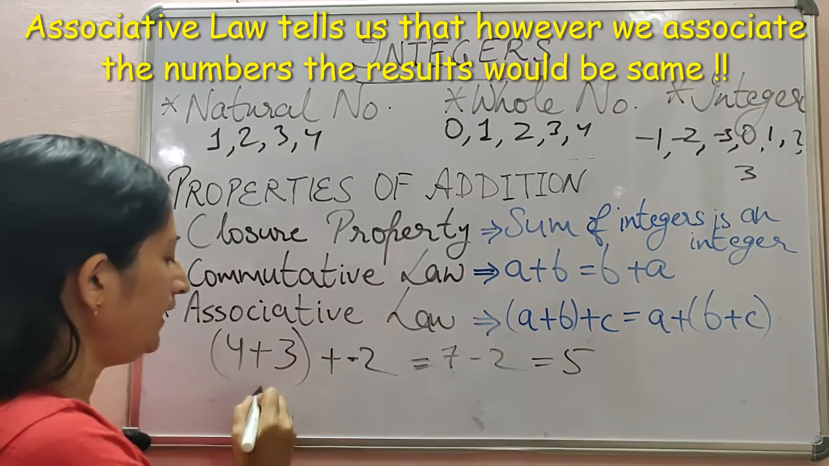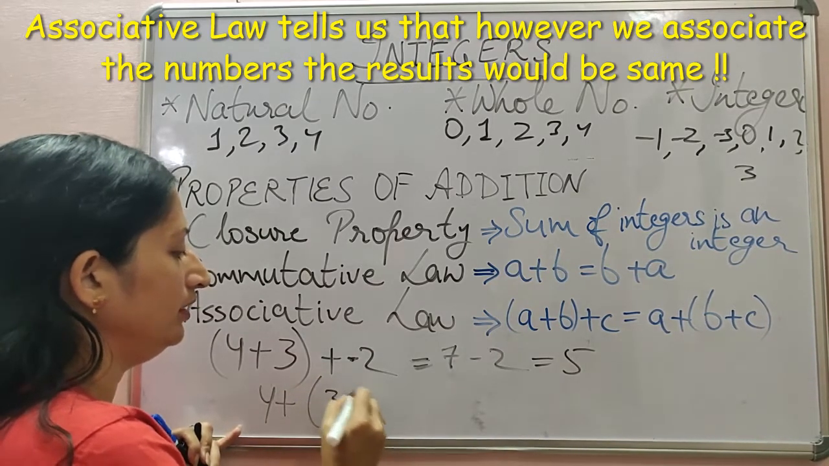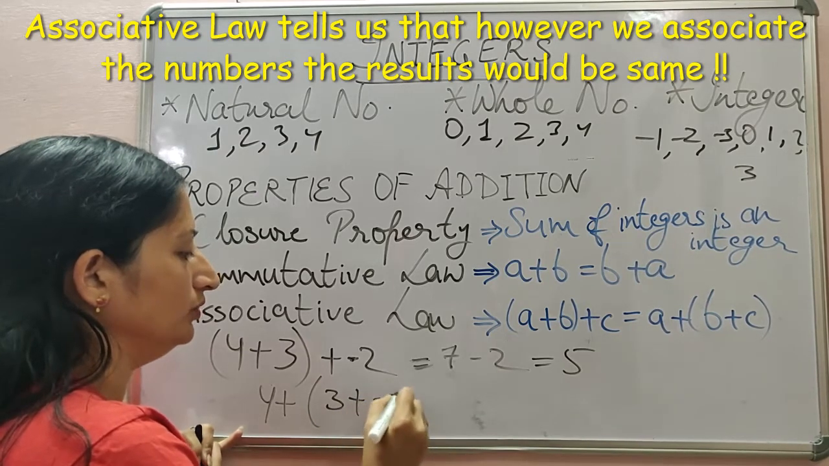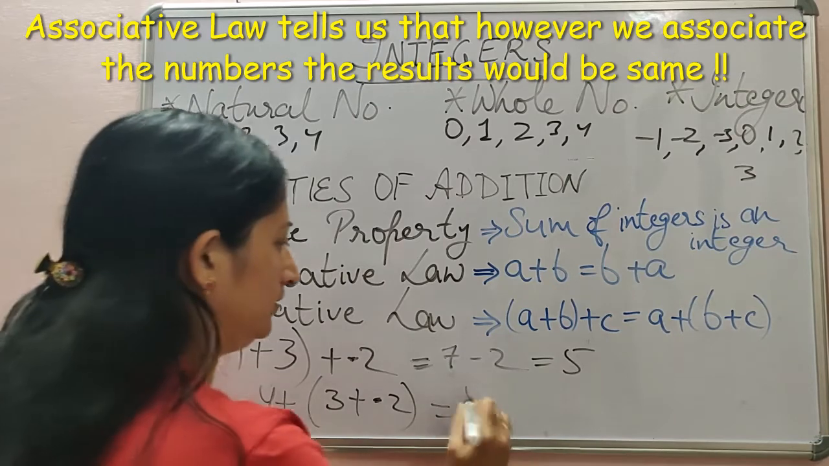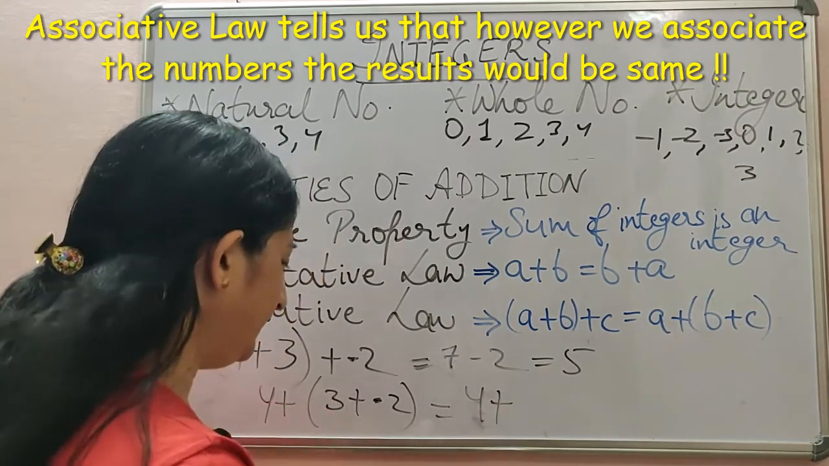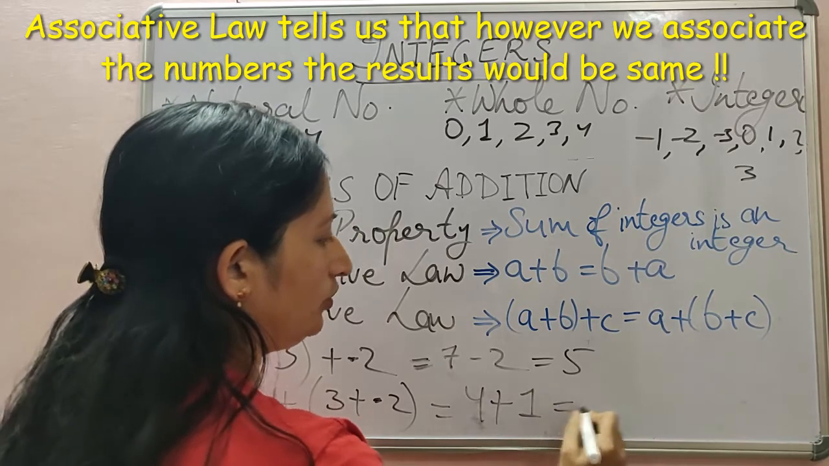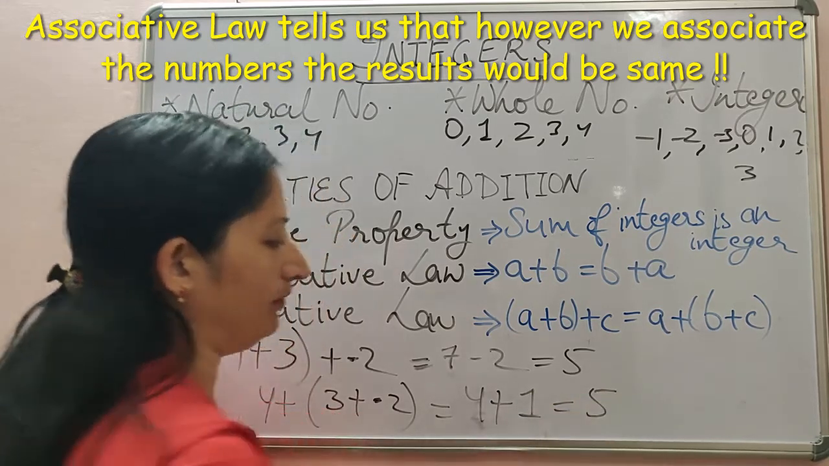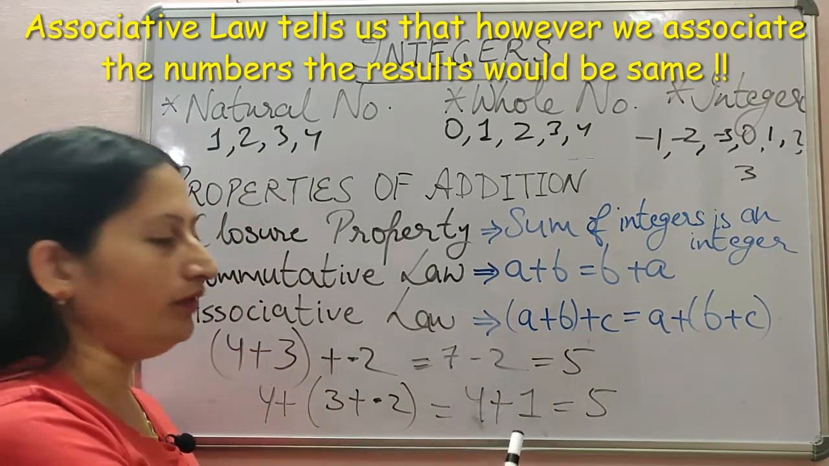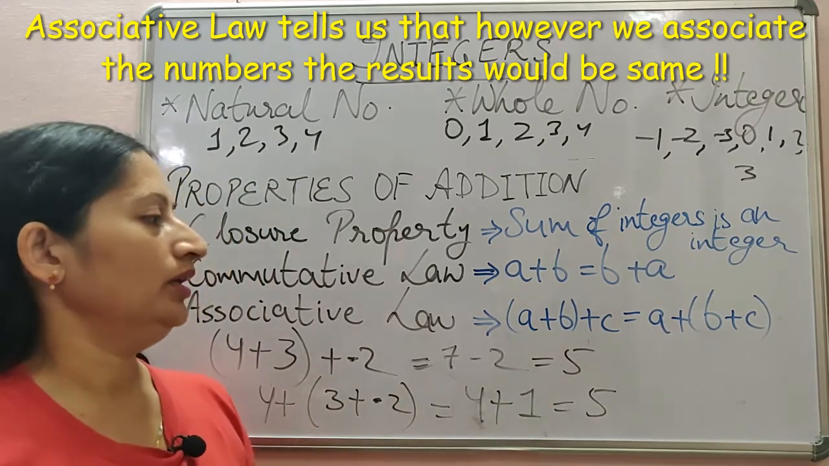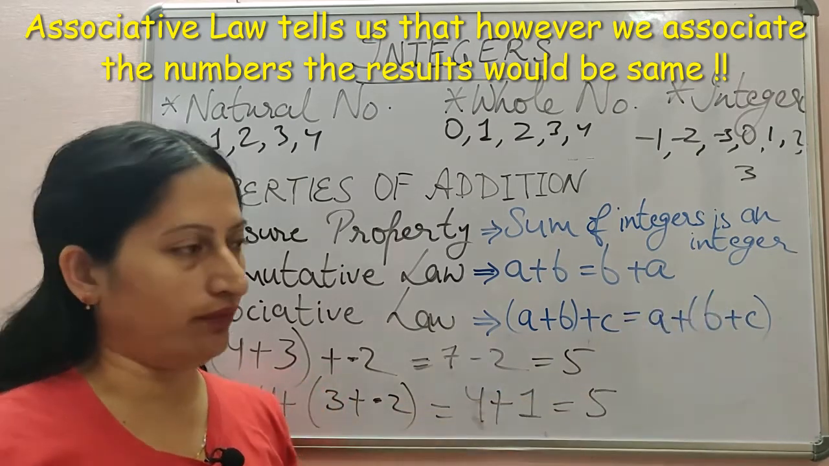Now let's do the other side, that is the right hand side of this equation. So if I take 4 outside plus I do 3 plus minus 2, what will it give? 4 plus, I am getting here 3 minus 2, that is 1. So that is 4 plus 1, that is 5. So in this case also this associative law is proved. That is 5 is equal to 5. So we have proved the associative law.